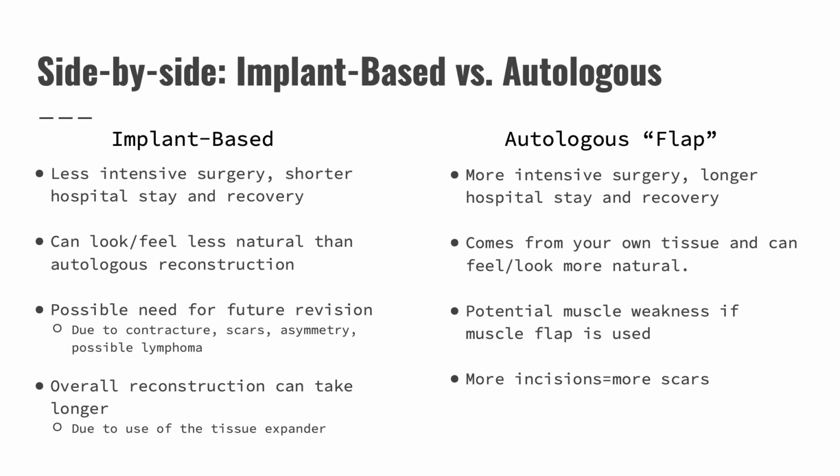Here, we have created a side-by-side of implant-based versus autologous reconstruction. As far as implant-based, it could be less intensive surgery, which means a shorter hospital stay and recovery. It can look and feel less natural than the autologous reconstruction. There could be a possible need for future revisions due to contracture, scars, asymmetry, possible lymphoma, and the overall reconstruction can take longer due to use of tissue expansion. With the autologous reconstruction, it is more intensive, meaning a longer hospital stay and recovery, but the tissue comes from yourself and can feel and look more natural. You can have potential muscle weakness if a muscle flap is used, and there are commonly more incisions, which means more scars.